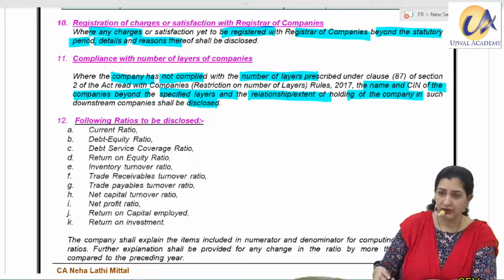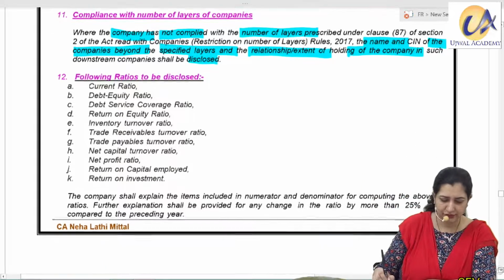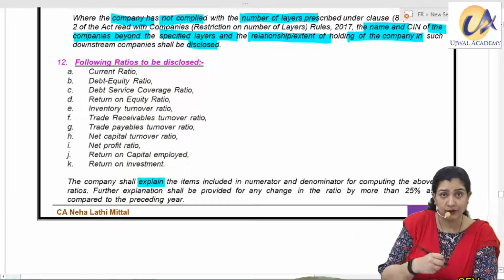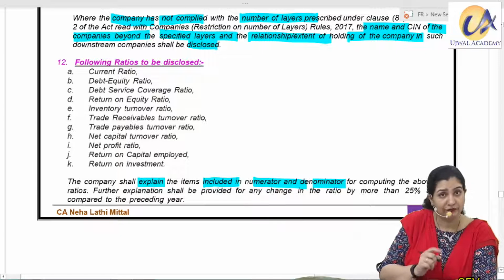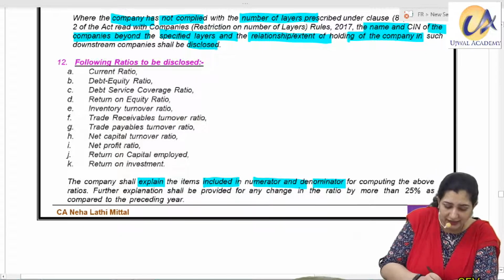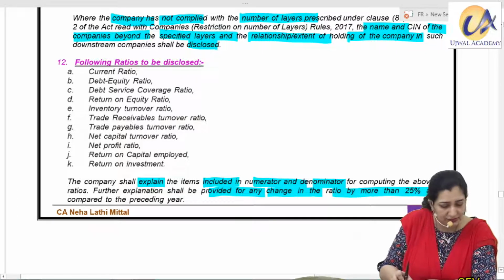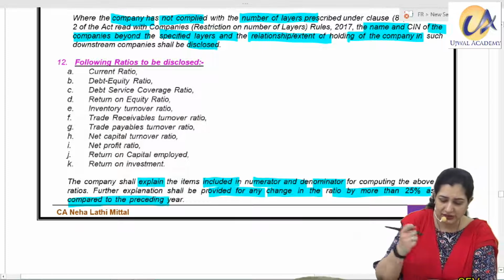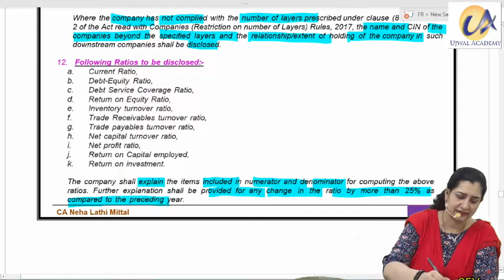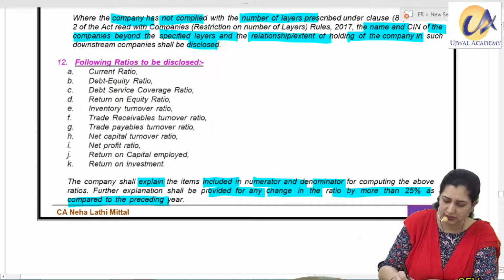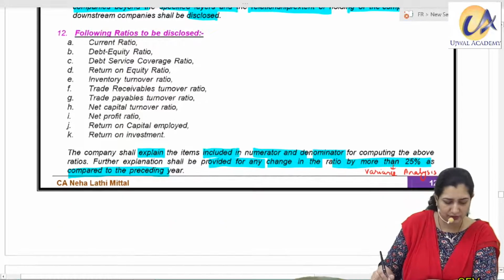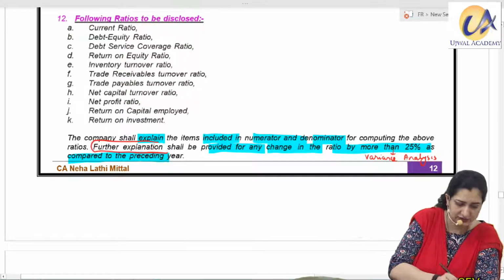And as I told you, not only giving the ratios is enough, you have to explain how you have calculated those ratios, what is included in the numerator, denominator for calculating these ratios, and compare that with your previous year. If there's any change of more than 25%, right, you have to give those explanations. So this is what I call my variance analysis. Compare it with last year, and if the change is 25% or more, explain why it has changed.